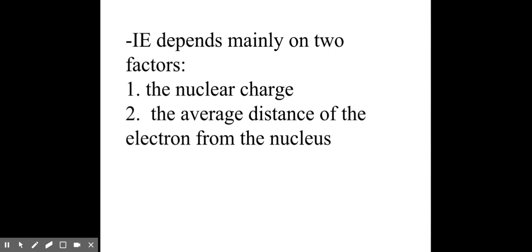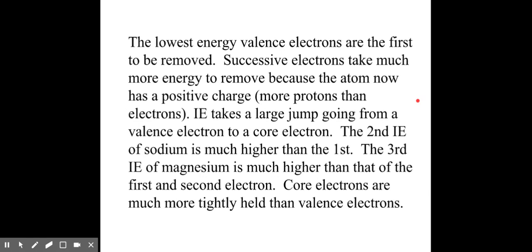Ionization energy depends on two things. It depends on the nuclear charge. That would be how many protons there are, and also the average distance of the electron from the nucleus, so how far away from the nucleus it is. The lowest energy valence electrons are the first to be removed. Successive electrons take much more energy to remove because the atom now has a positive charge.